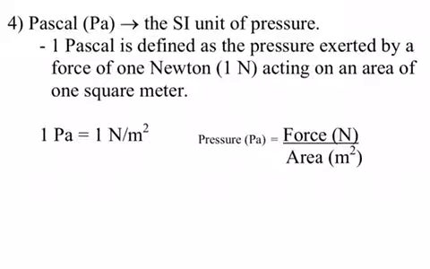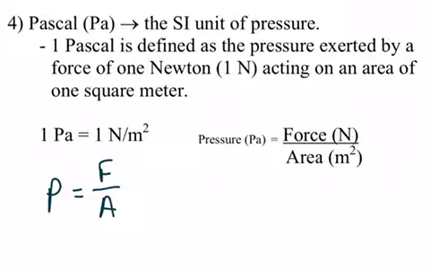Now, we've been talking about units, but the official SI unit for pressure is actually the Pascal, also in honor of another scientist that studied different pressures. The unit is abbreviated as capital P, lowercase a. That's the abbreviation for a Pascal. And it is defined as the pressure exerted by a force of 1 Newton acting on an area of 1 meter squared.